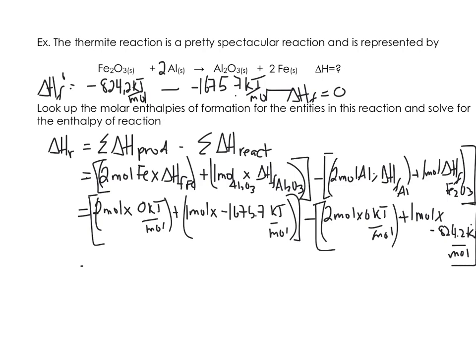Okay, so it's important here to put these in because this is how your moles cancel and you go from kilojoules to mole to kilojoules, which is what the units are for your enthalpies of reaction. So we have 1675.7 kilojoules minus negative 824.2 kilojoules.